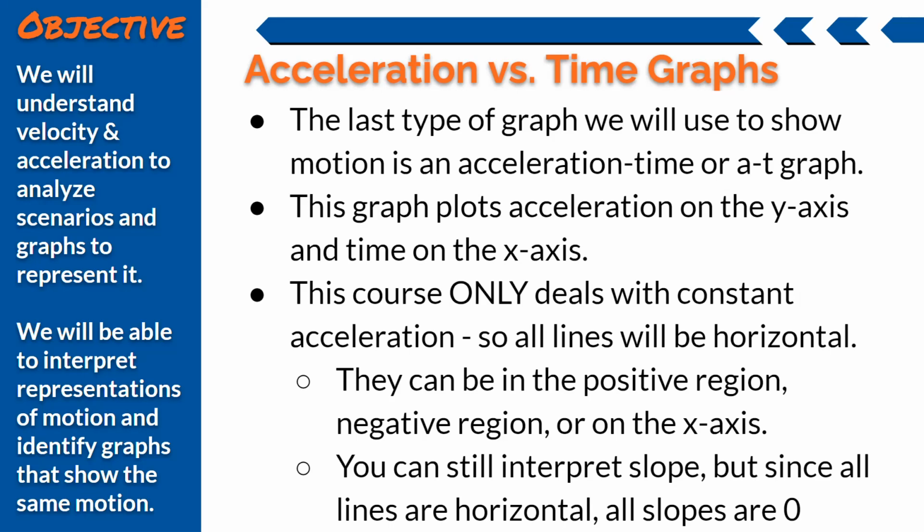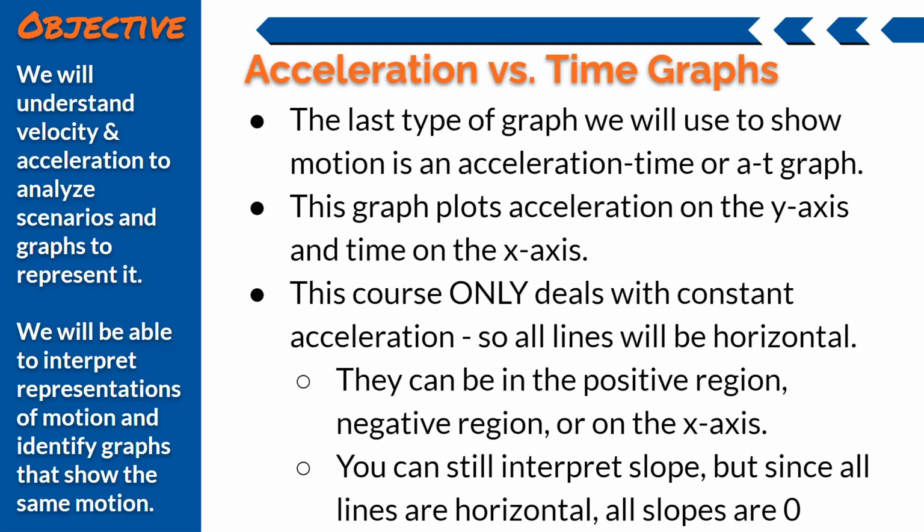The last type of graph we will use to show motion is an acceleration time graph, or an AT graph. This graph plots acceleration on the y-axis and time on the x-axis, and this course only deals with constant acceleration, so all of our lines will be horizontal. That makes it easy. Okay, because we have constant acceleration in all of our examples, you will never see a sloped line on an acceleration time graph, at least not one you'd have to calculate. If you got one, it would be a concept question.